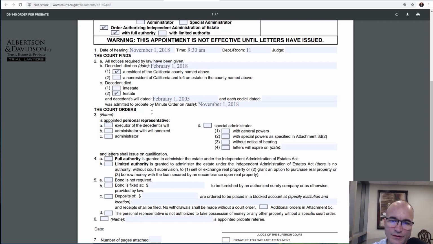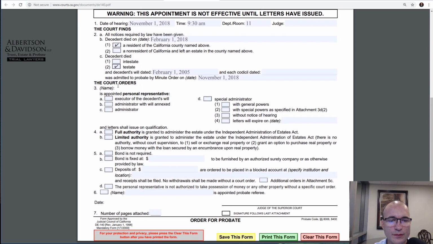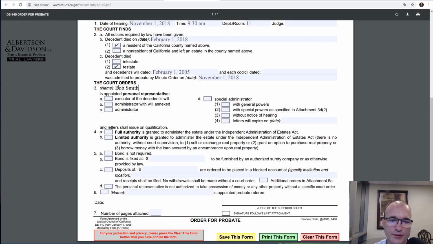This is going to be an official order. So once you fill this out, it'll replace the minute order. All right, so the court orders that somebody, in our case Bob Smith, that's our petitioner and the person who we want to have act as personal representative. So Bob Smith is appointed personal representative. And again, it's either going to be executor of the will, administrator with will annexed, or administrator. Go to my video on DE-111, petition for probate, and you can see what those terms mean. So in our example, Bob Smith is the executor.